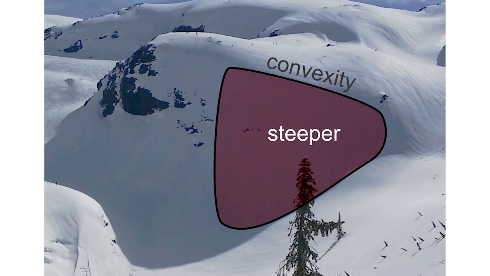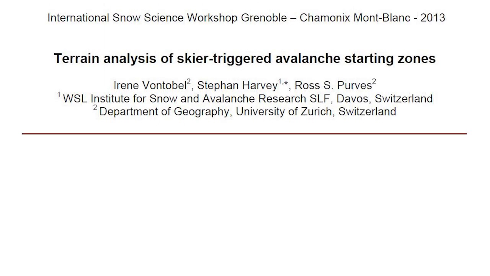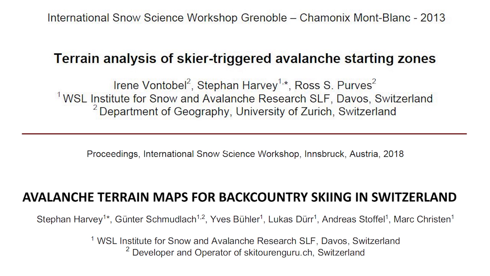Wait, did I just say rider triggering was more likely on the steep slope below a convexity than on the convexity? Yes, the intensive studies by von Tobel, Harvey, and others with high-resolution DEMs have shown that the frequency of rider triggering increases with slope angle. In avalanche accidents, they did not find frequent triggering on convexities.